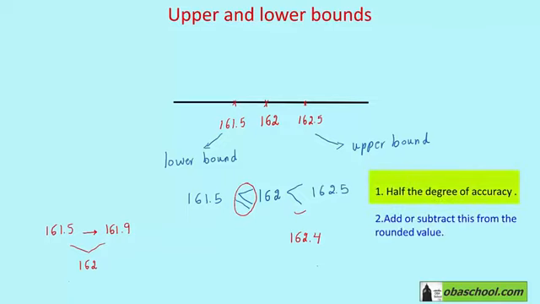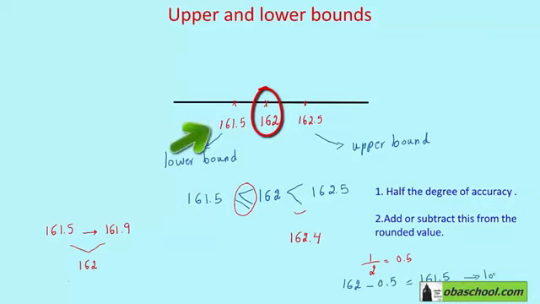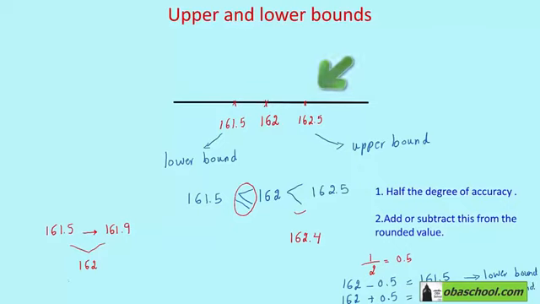So the first rule is to take half the degree of accuracy. So we go half a degree up and half a degree down. Half is basically 0.5. So this is why I wrote 162.5 and 161.5. The other rule says to add or subtract this from the rounded value. So 162 minus 0.5 is 161.5, and that is the lower bound. And when we add it, we get 162.5, and that is the upper bound.